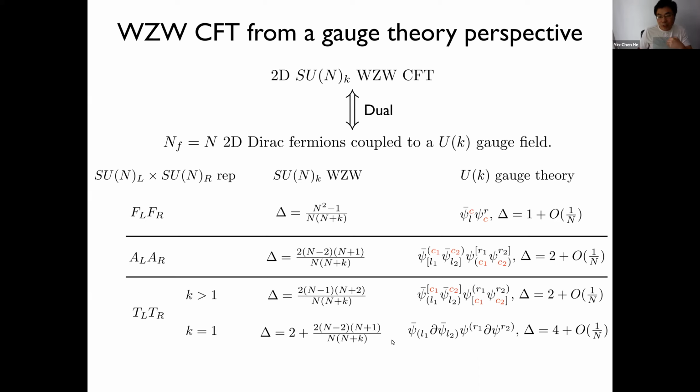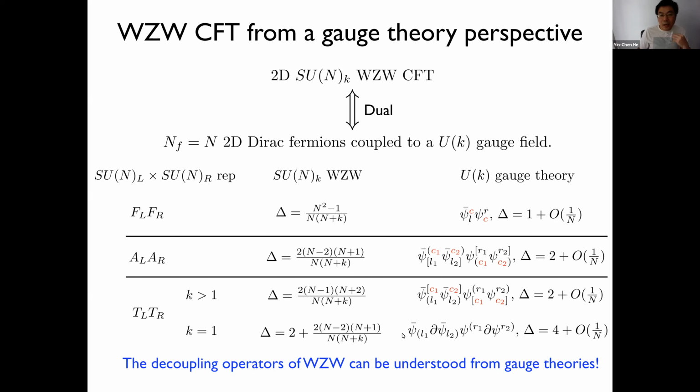So you can actually continue to do this for higher k, considering higher representations. The conclusion is that the null operators for any integer value of k can be simply recovered using the analysis from the gauge theory side. This tells us that the decoupling operators of Wess-Zumino-Witten theory can be simply understood from the gauge theory. And from the gauge theory side, we can easily generalize this idea to higher dimensions.